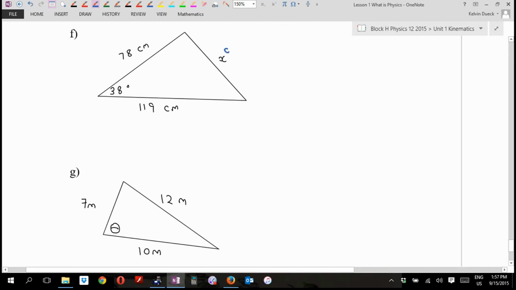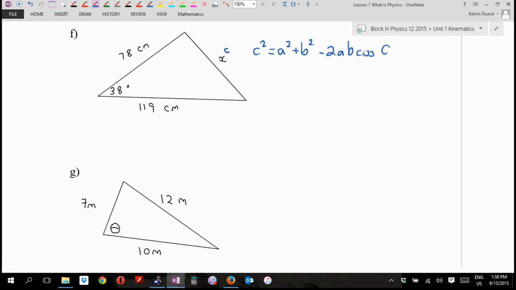I do that. Do you remember I said A and B are fairly interchangeable? I'm so lazy I don't even bother labeling A and B. You can, but all I got to get is the C correct because it's going to be C squared equals A squared plus B squared minus 2AB cos C. How do I know that? It's on the formula sheet. And I know C is what I'm trying to find.